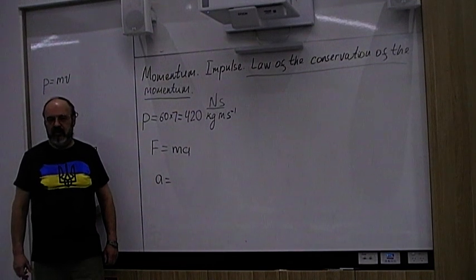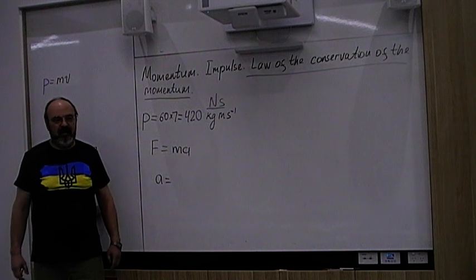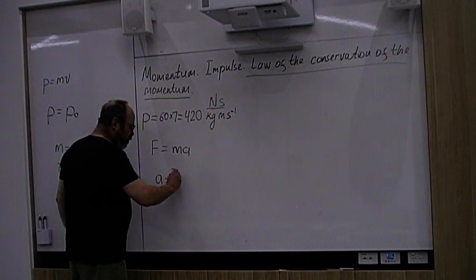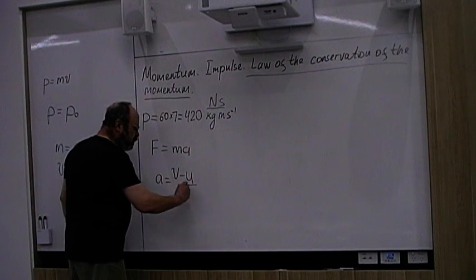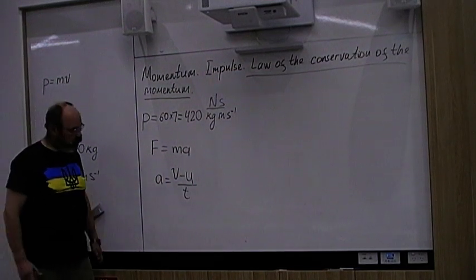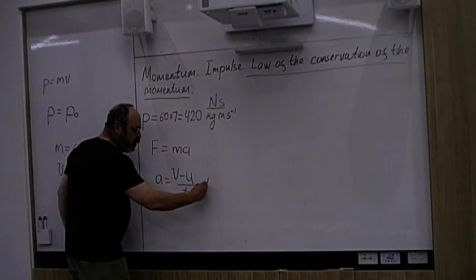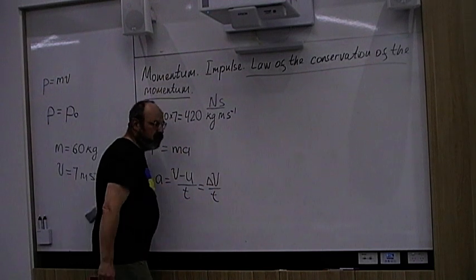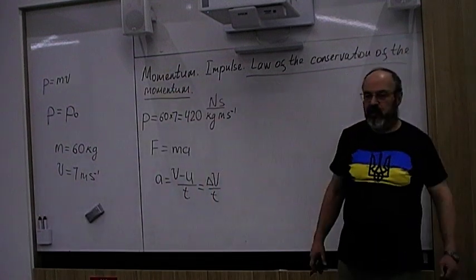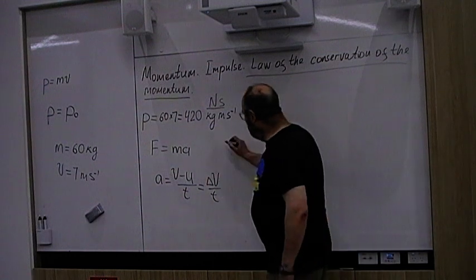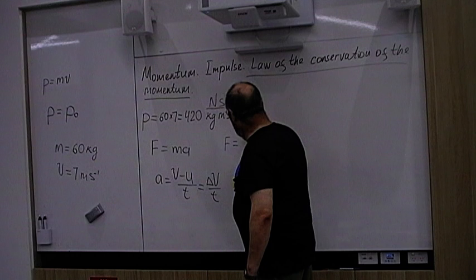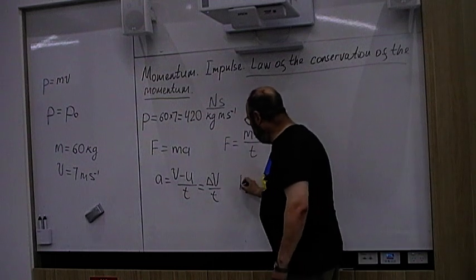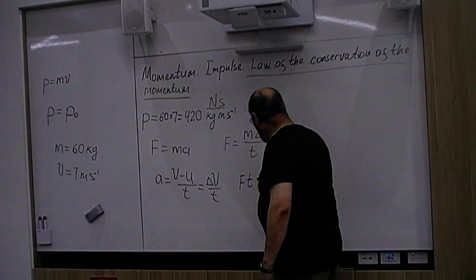What is acceleration? It's the rate of change of velocity. It's the final minus initial velocity over the time over which it happened. This is a change, and for change we're using delta, so we can write delta v over t. That is acceleration, the definition of acceleration, rate of change of the velocity. Let's substitute it here. So you get F equals m times change in the velocity over time. Let's move time to the left-hand side. Ft equals m times change in the velocity.